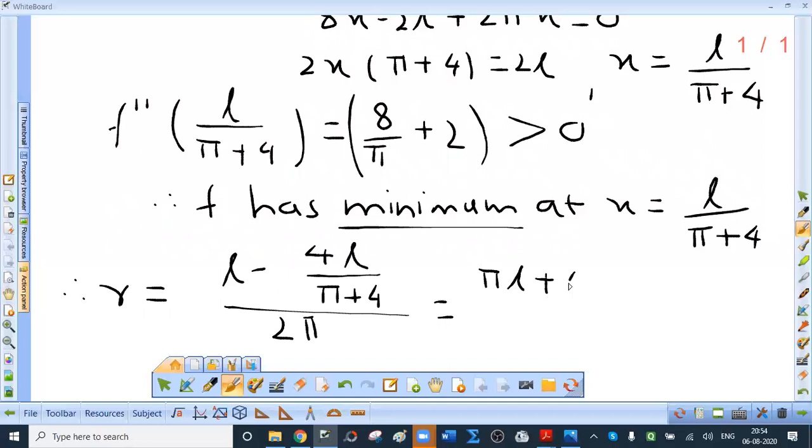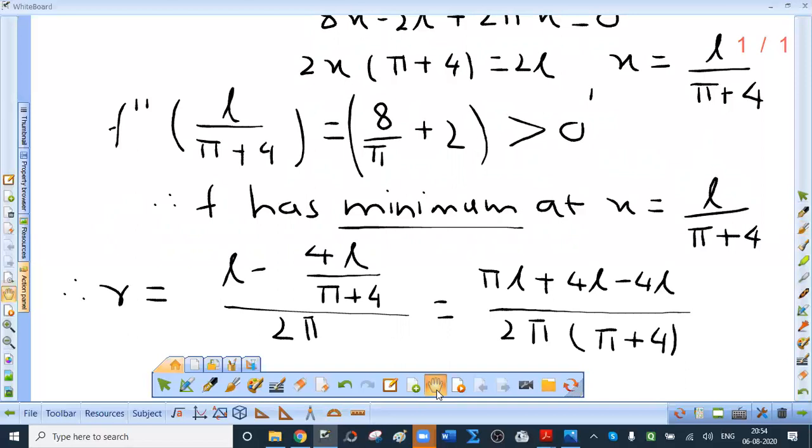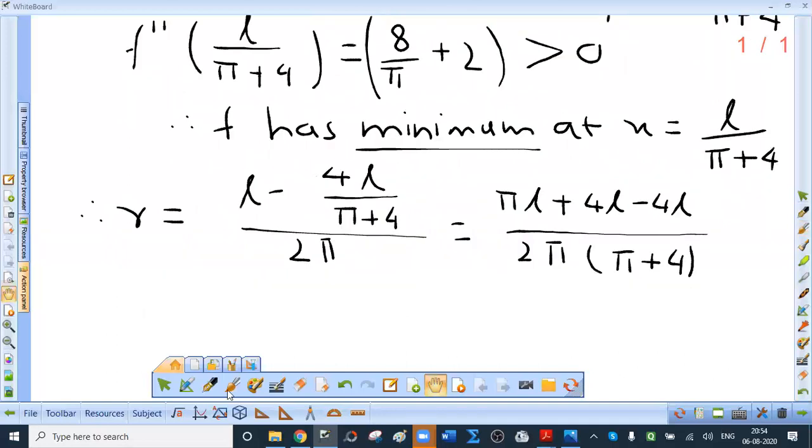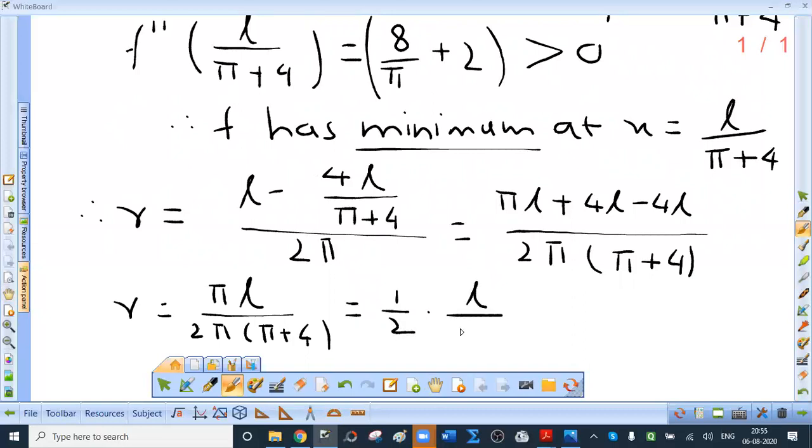So it is pi L plus 4L minus 4L. This is how we subtract fractions. 2 pi into pi plus 4. See what you get here. So what remains is pi L upon 2 pi into pi plus 4. Pi also gets cancelled. So I can say this is half L upon pi plus 4. But note that L upon pi plus 4 is nothing but x. Yes. So we have proved what is required.